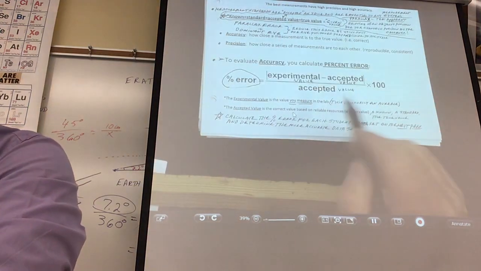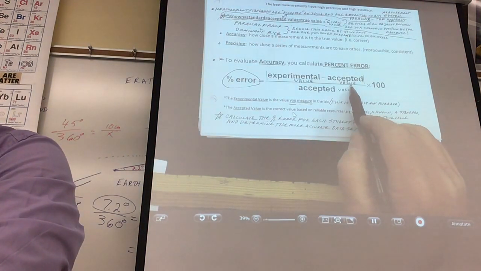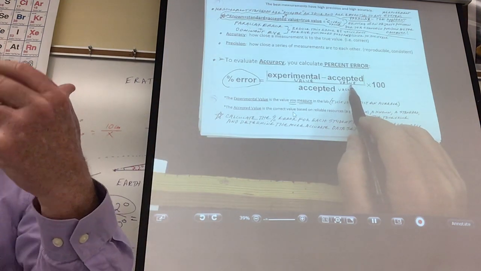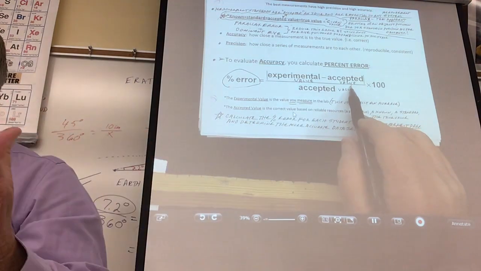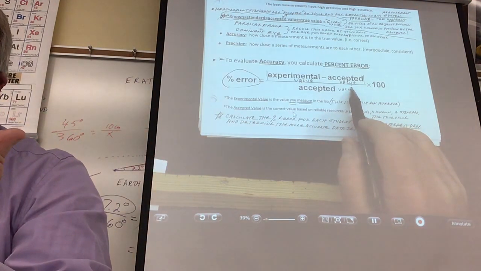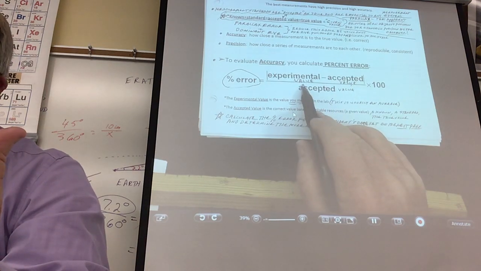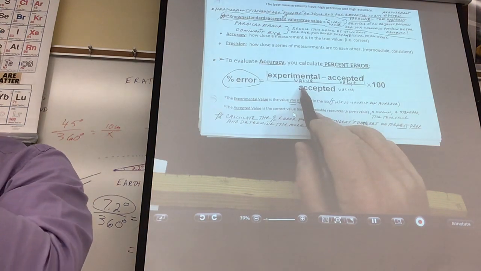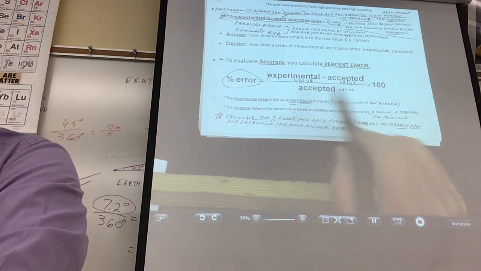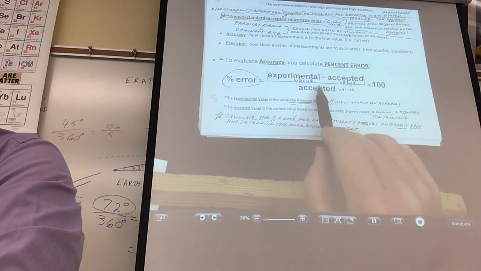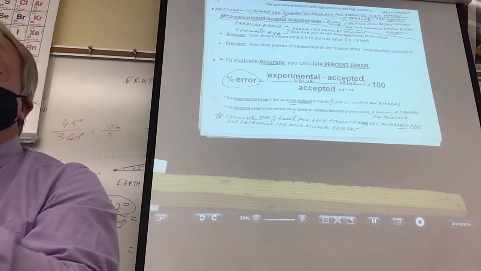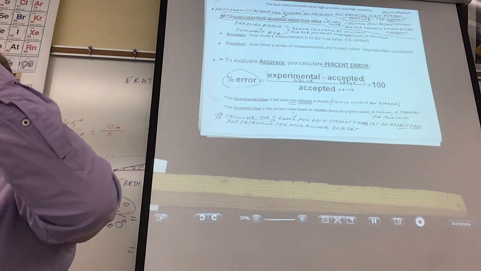Okay, let's see if that makes sense to you. What is the accepted value? It's the target, it's the true value, it's the known, it's the standard, get it? It's the accepted value, right? What's this? What you're trying out. That's what you got. When you do the experiment, it's the value you got. You get it? So when you subtract these, you're trying to find out how far away from the target, the bullseye, you are. How far away from the true value are you? And that just tells you your error.